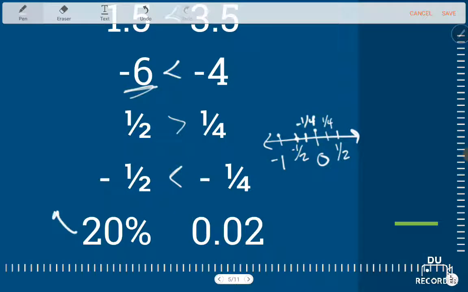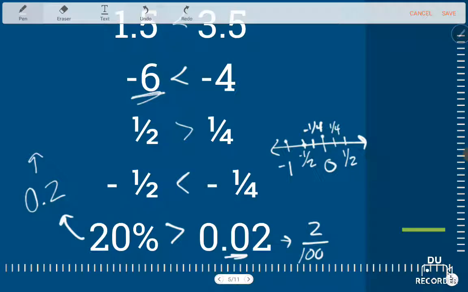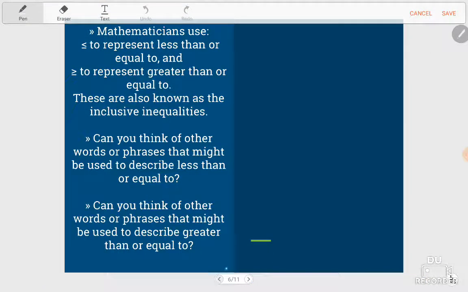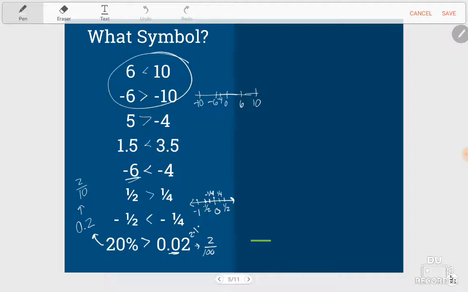A little review with percentages here. 20% is the same as 0.2, which is greater than 0.02, right? This is like 2/100ths, and this would be 2/10ths. So this is a smaller amount. Or if I wanted to switch it to a percent, it would be 2%. So 20% is bigger than 2%. Whew, okay. Moving along. On this page, you really don't need to copy these. Maybe just pick a couple of these opposite ones, like the fractions and the first couple would be good.